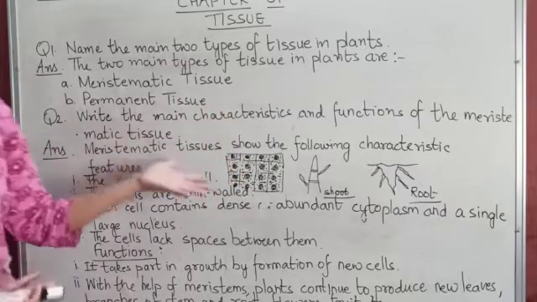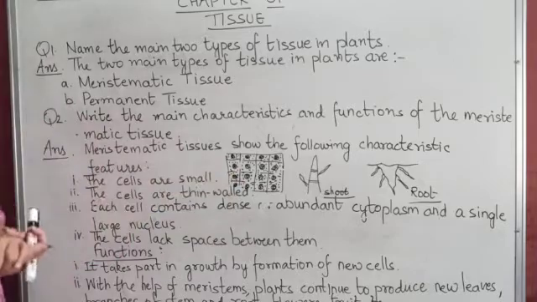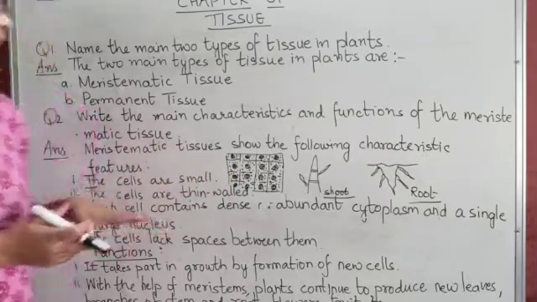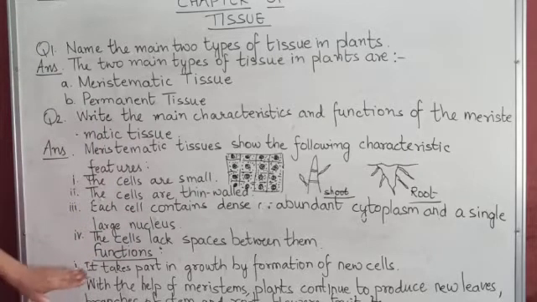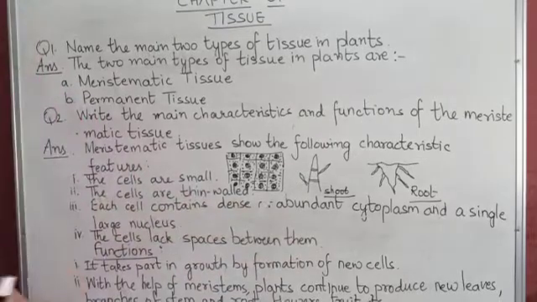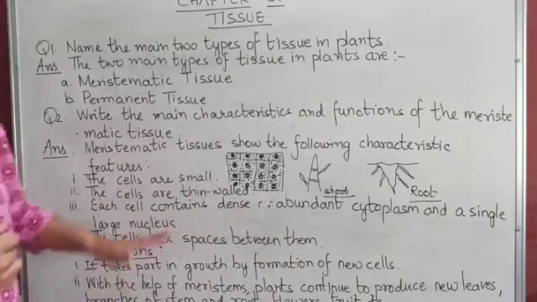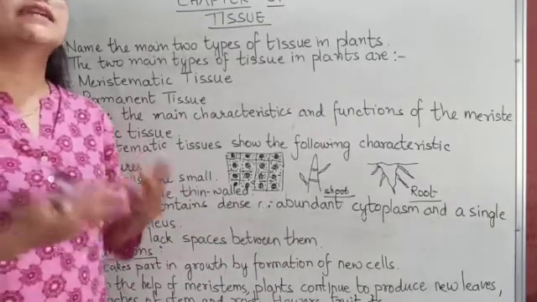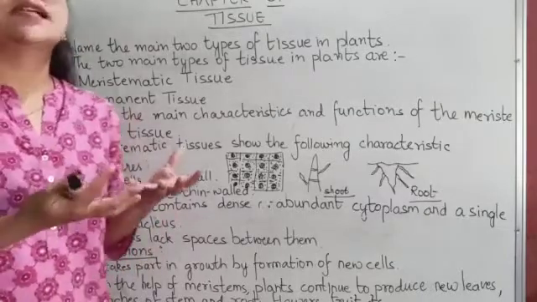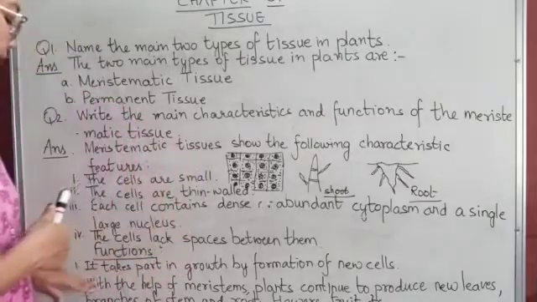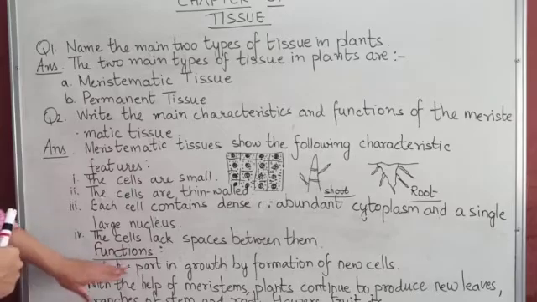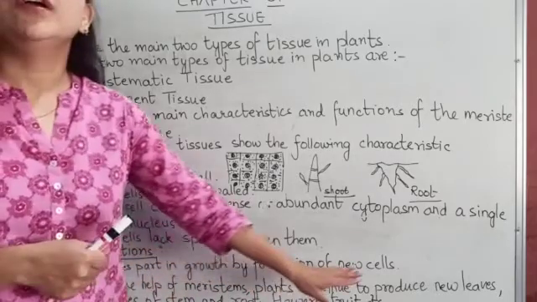Now see the functions of the meristematic cells. Just now I told you that it helps in growth of the plant, and here the first one is, it takes part in growth by formation of new cells. Now students, meristematic tissue is actively dividing tissue, so it adds new cells in the plant. So the first function of the meristematic tissue is that it takes part in growth by formation of new cells.